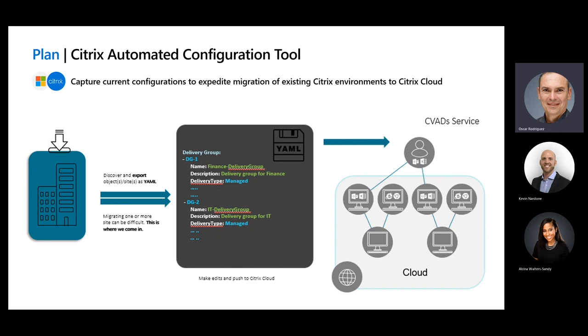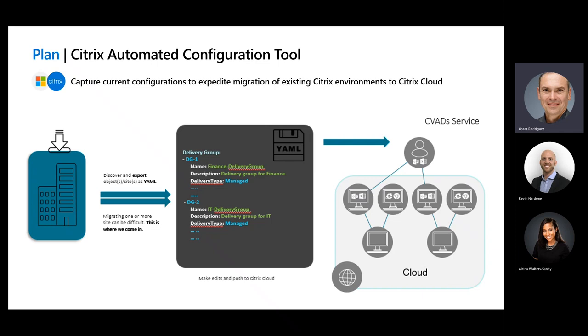This tool is going to help you migrate that existing on-prem virtual apps and desktop environment into Citrix Cloud. And here's a little bit of how it does that. There's a piece of software that you're going to have on the delivery controllers that's on-prem. What's great about this is it's going to review all of the applications, the catalogs, the delivery groups, everything that's inside of that environment. It's going to export it into these YAML files, where it has all of those configurations ready to go for import into Citrix Cloud.